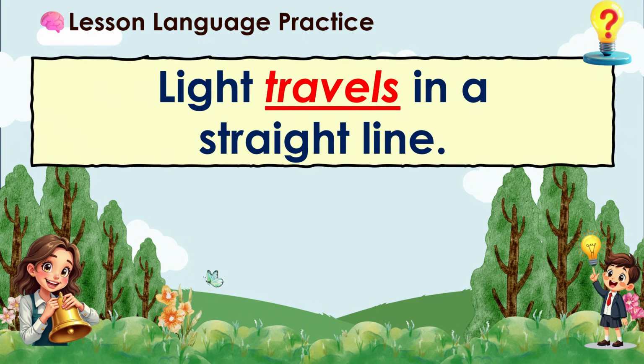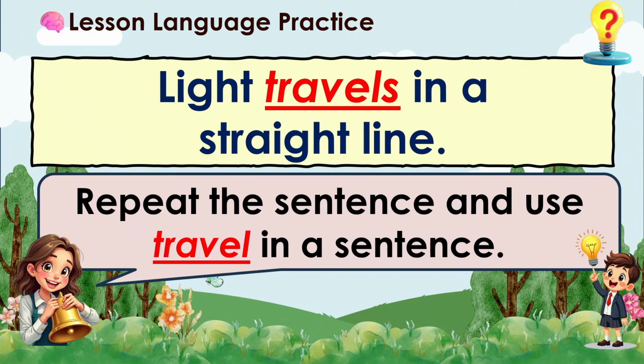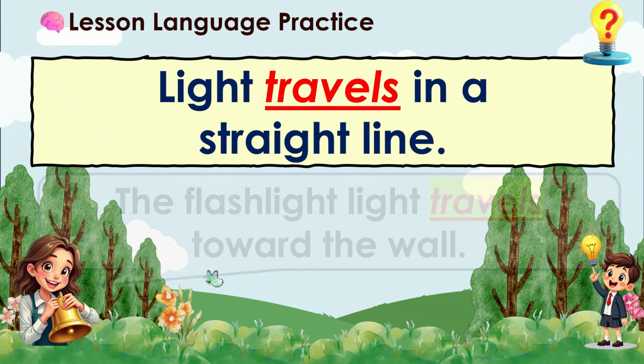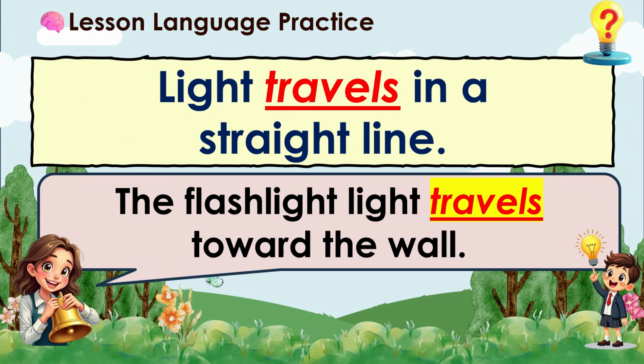Lesson Language Practice. Okay, light travels in a straight line. Repeat the sentence and use travel in the sentence. Example sentence is the flashlight. Light travels toward the wall.